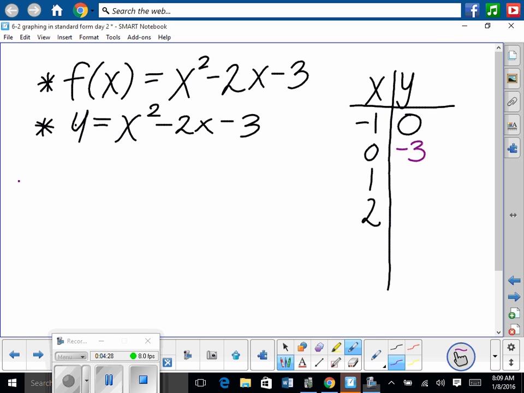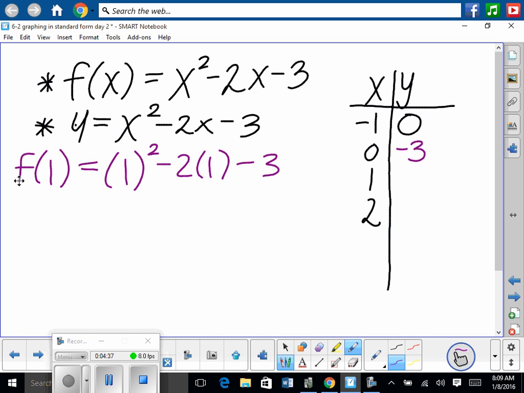So if I said to you, what's my function at 1? You'll plug in a 1 wherever there's an x. So we're going to be doing 1 squared minus 2 times 1 minus 3. So 1 squared is 1. -2 times 1 is -2, minus 3. Type it in your calculator: 1 minus 2 minus 3. You get -4. So our y value when we are at x equals 1 is -4.